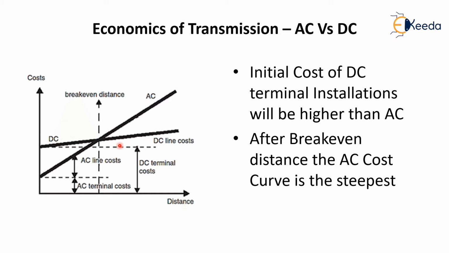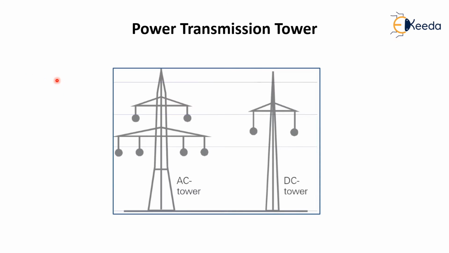After the break-even distance, AC comparatively has a higher cost. Why is it higher? The operational cost will be comparatively higher, which means the losses due to the AC transmission line will be higher, and those losses also account in the costs. So this is a basic reference which shows the relationship between AC and DC line costs as well as the terminal costs. Next comes the power transmission tower.